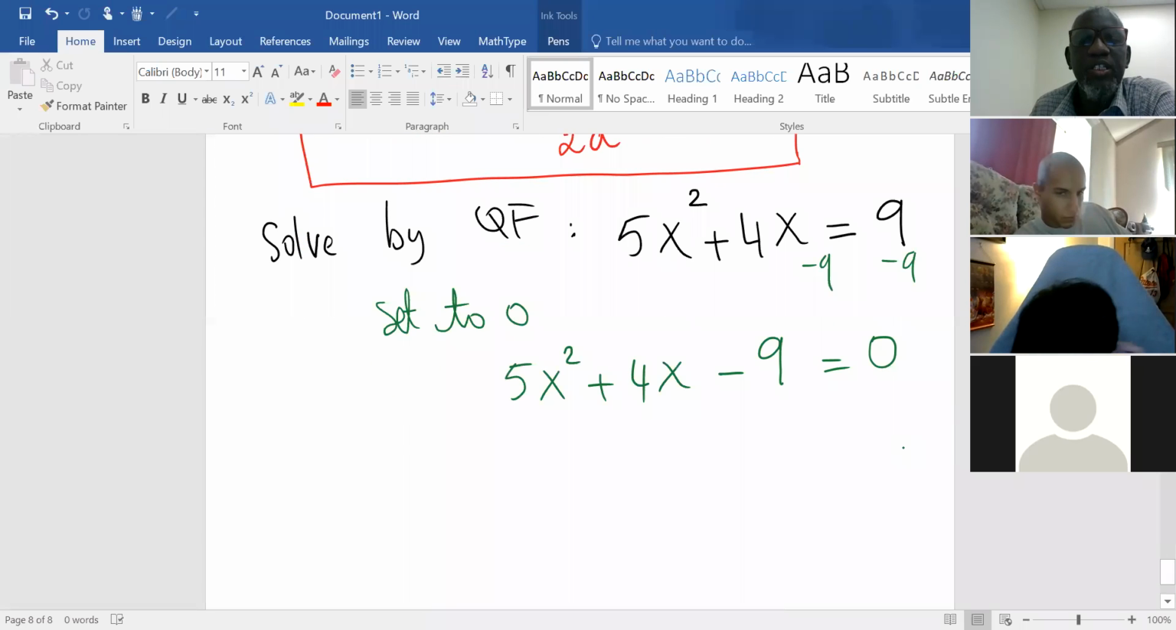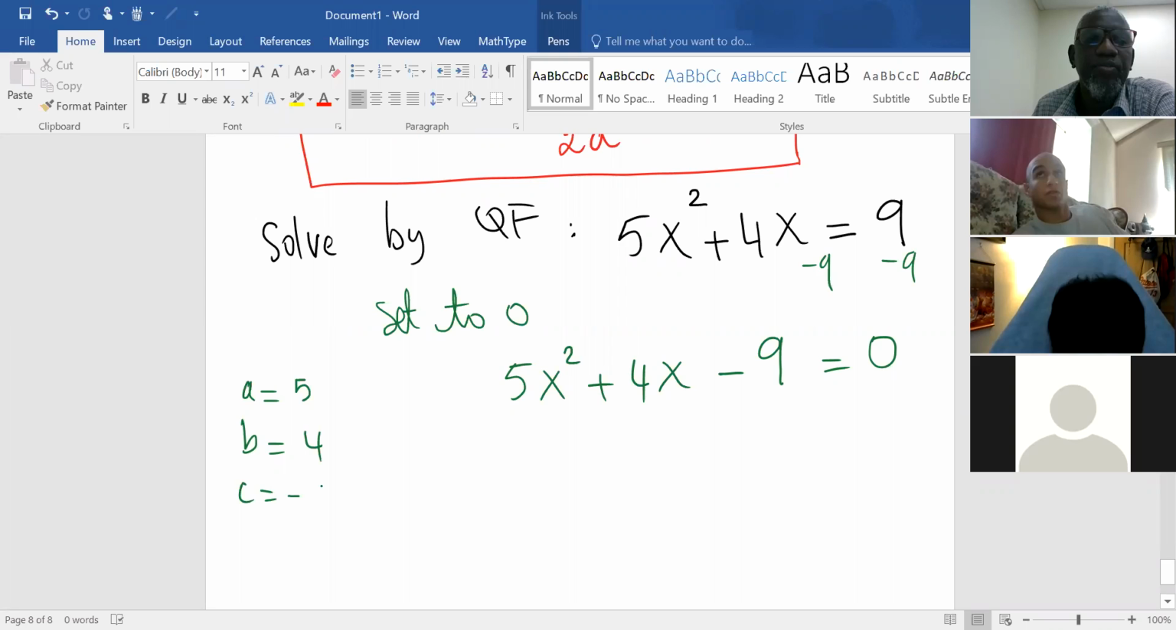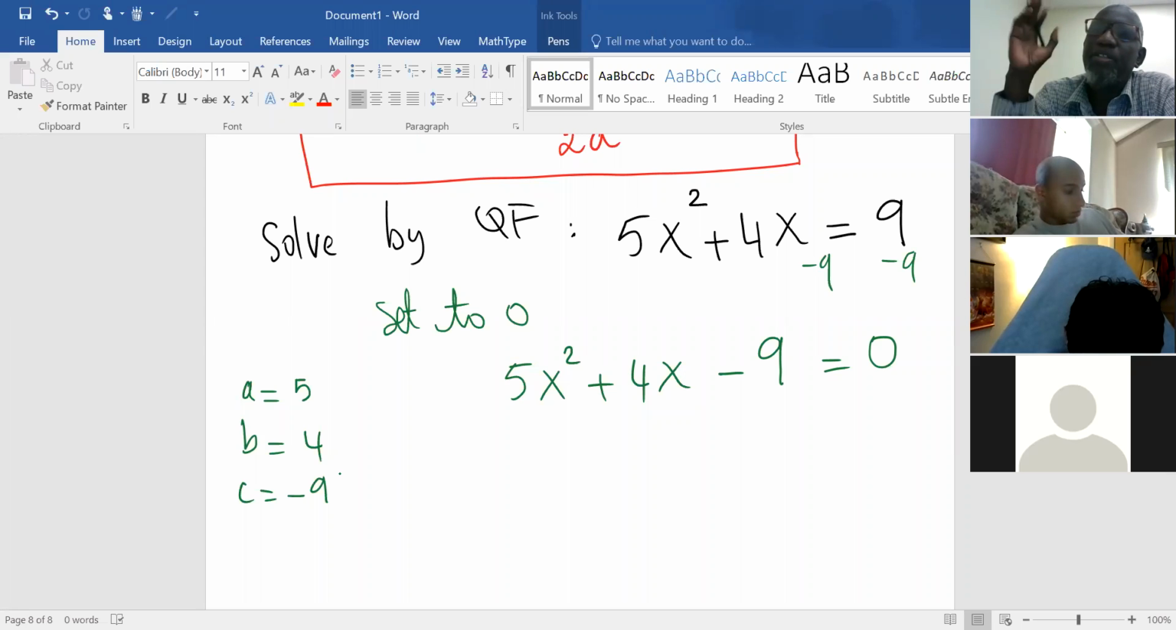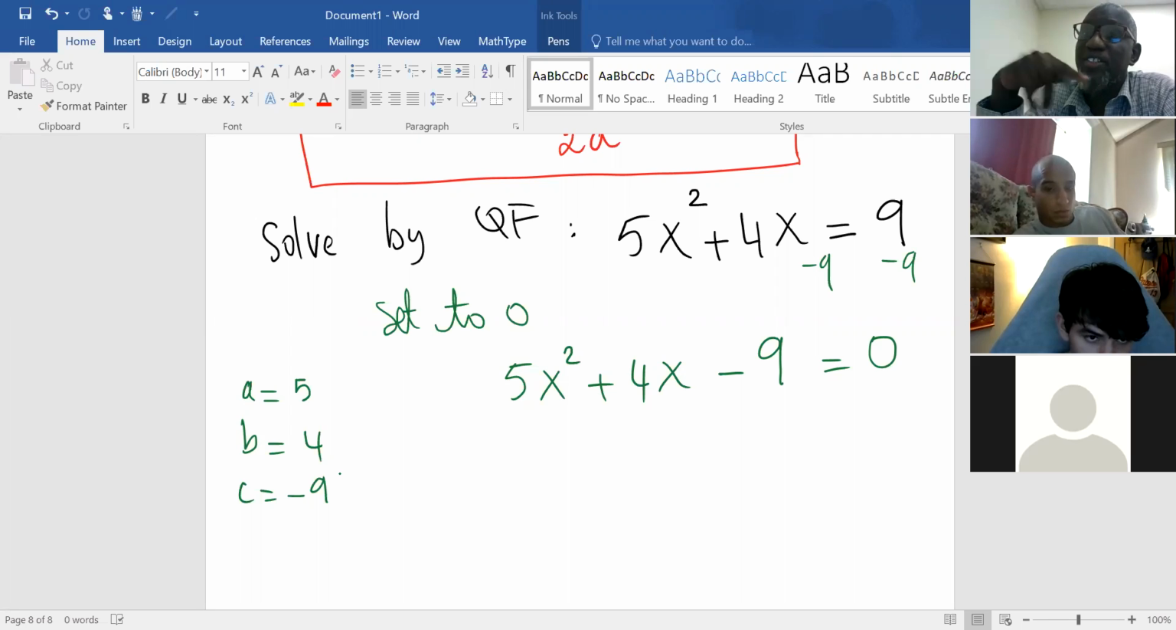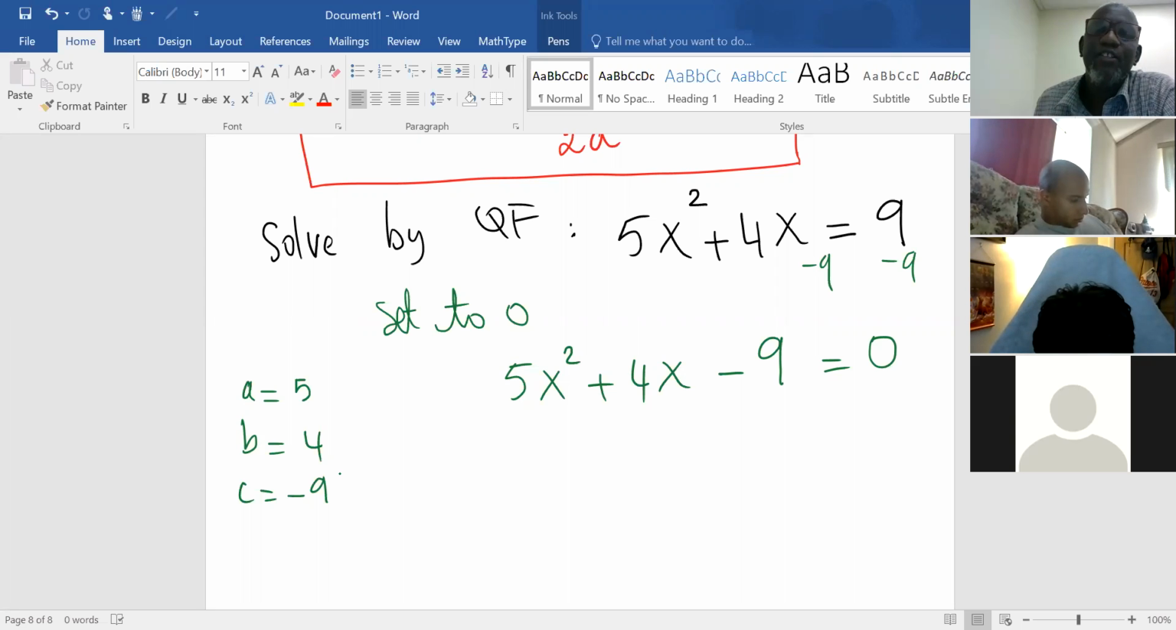Now we can say who is A. A is 5, B is 4, and C is minus 9. If somebody knows the formula, you just plug in the numbers. That's why in science, in general, not only math, knowing the formula is very, very important. If you know the formula, you just plug in the numbers. So it's going to be x equal to what?